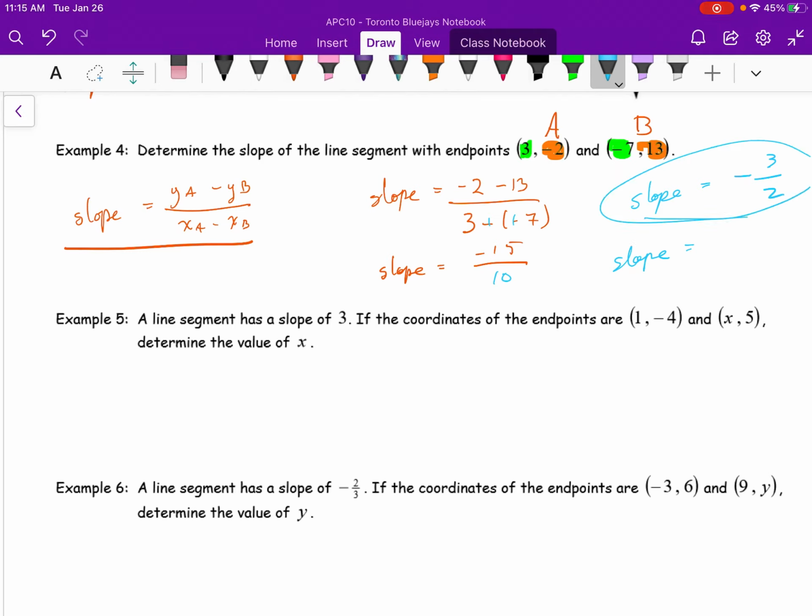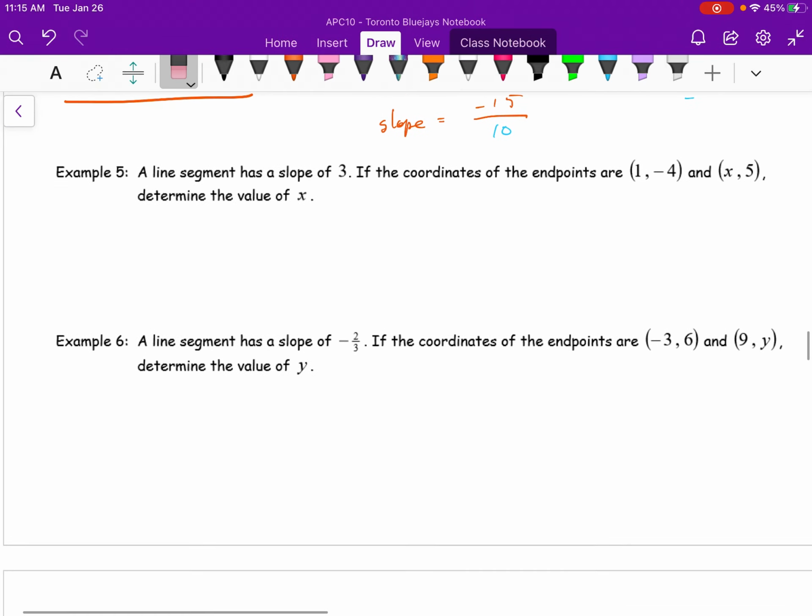Here's my final answer. Let's move on to the next question. This next question is a little bit different. A line segment has a slope of 3. So this is kind of an important idea. Now we're given the slope, we're given the coordinates of one endpoint, and now we need to determine the coordinate of another point.